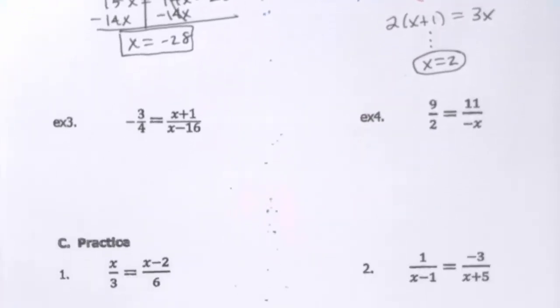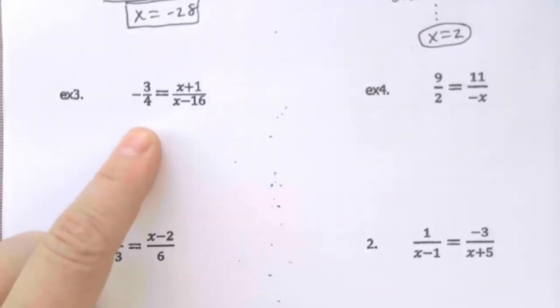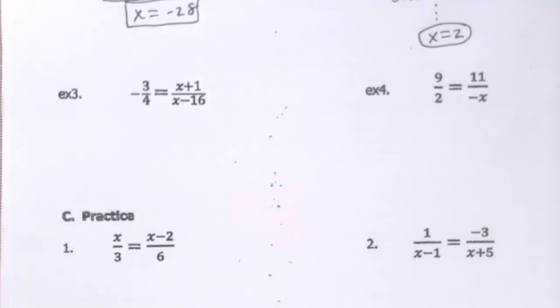All right, example 3. This one, flippy step is not a good choice because if we flip both sides, the x plus 1 will be on the bottom. So what we're going to do is do a common denominator and move it that way.